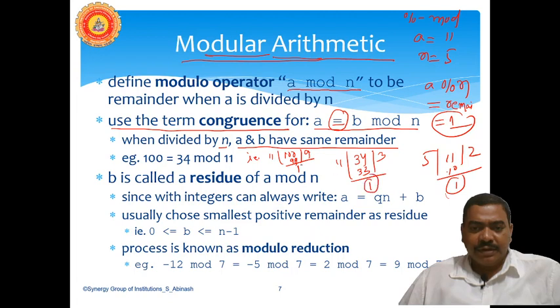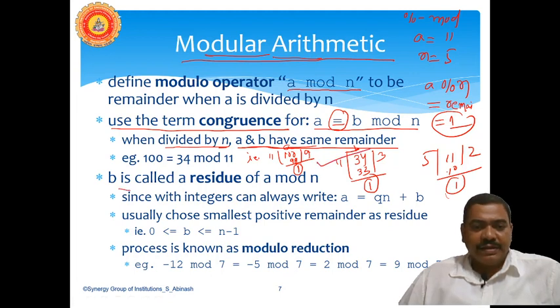So if, when divided by n, A and B have the same remainder, then we can say A is congruent to B. Here A is equal to 100 and B is equal to 34. So you can say A is congruent to B modulo 11, or modulo 11. So 100 is congruent to 34. Right.